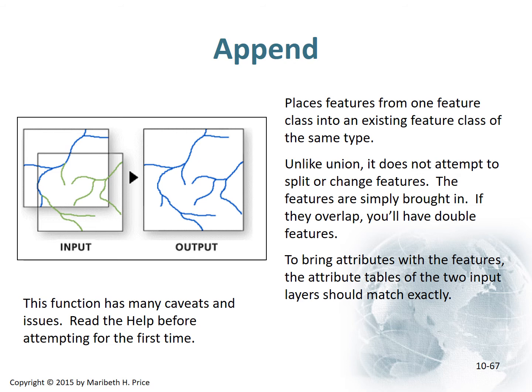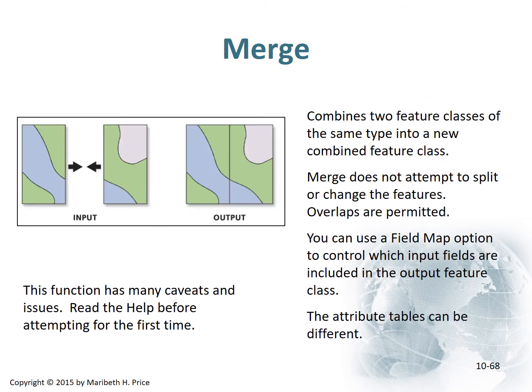Append is another tool. It places features from one feature class into an existing feature class of the same type. Unlike union, it does not attempt to split or change features. It simply brings things in, and so if something is already there, you end up with double features. Merge combines two feature classes of the same type into a new combined feature class. Merge does not attempt to split or change, and it does allow for overlapping as well.